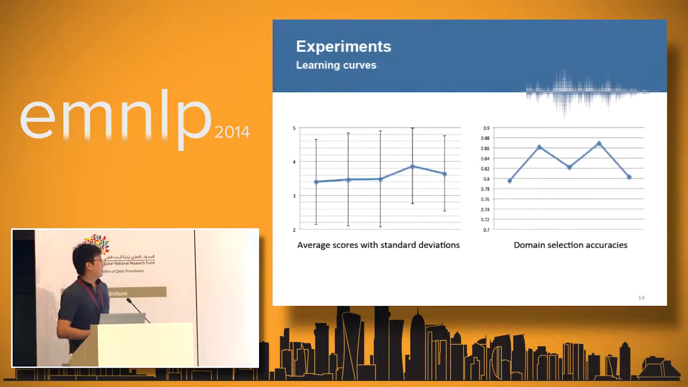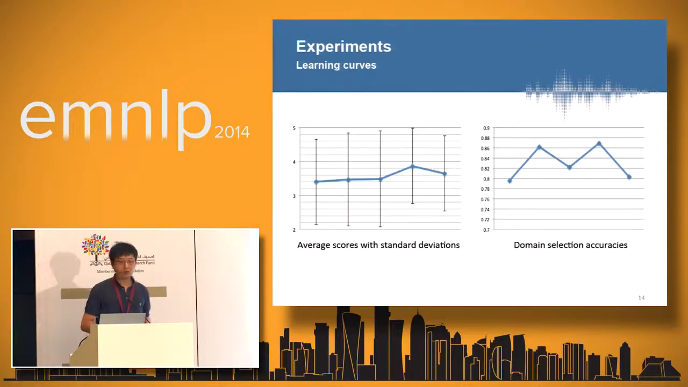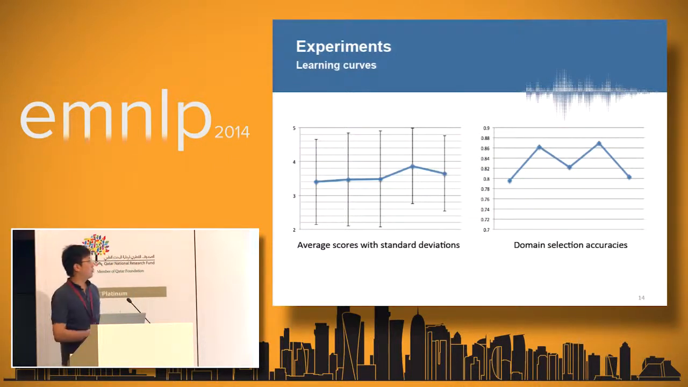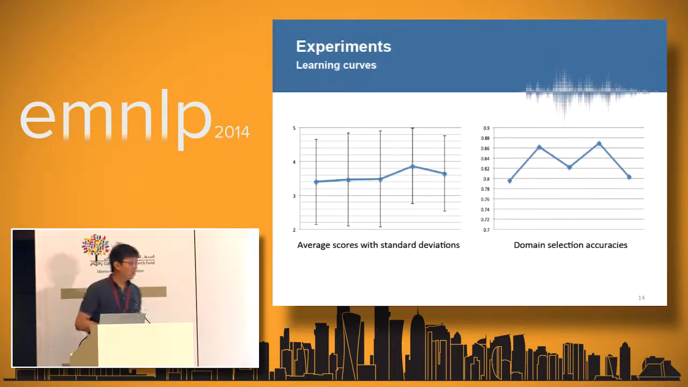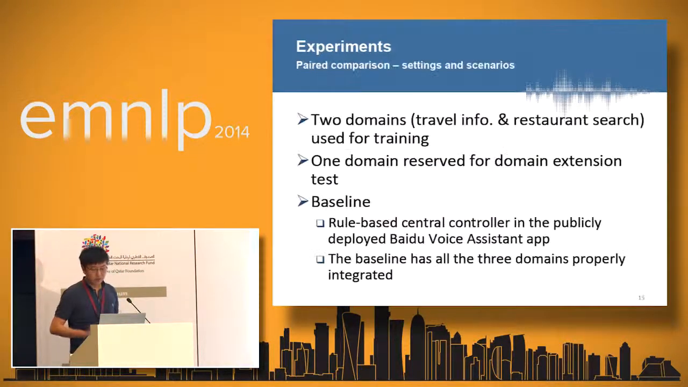And that's the learning curve we got. So there are two views. The first view is the average score with standard deviation. And the second view is the domain selection accuracy based on the post annotation. And both views agree that the policy we got at this point is the best policy we got so far. So we just keep it for the future experiments.